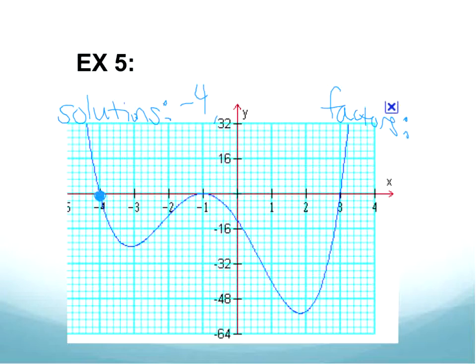Everybody still with me? So far so good? Okay, at -1, it just touches and then goes back the other direction. So how many times am I going to list -1? Twice. Great job.